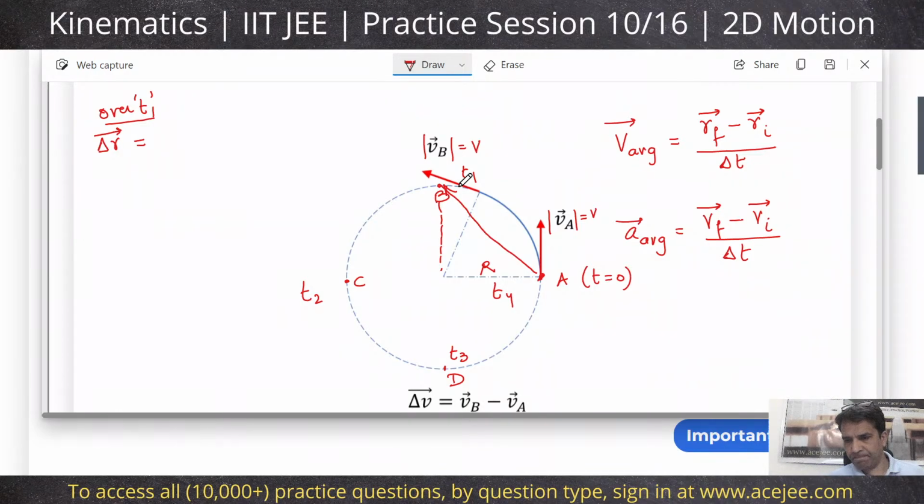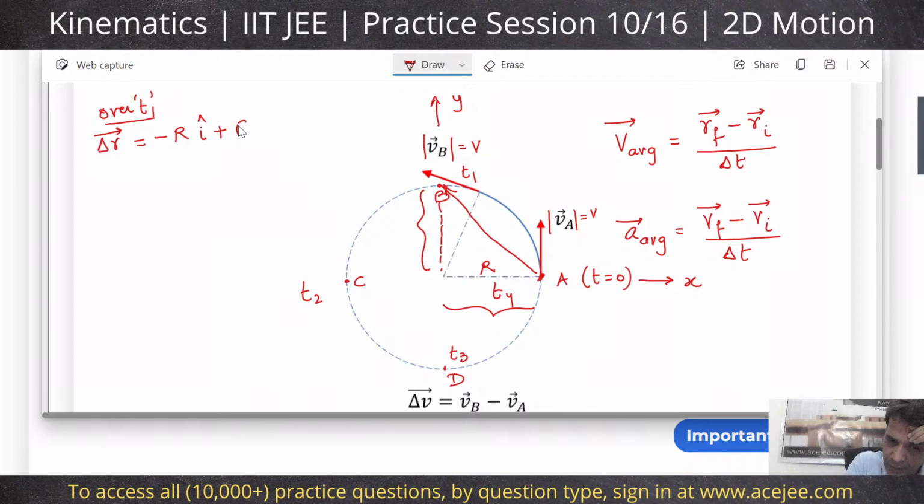Yes, beta? Yes, sir. Its x component is this, its y component is this. So can I write this as minus r i cap, assuming that this is my positive x-axis and this is my positive y-axis, so minus r i cap plus r j cap. Can I write it like this? Just check, please.